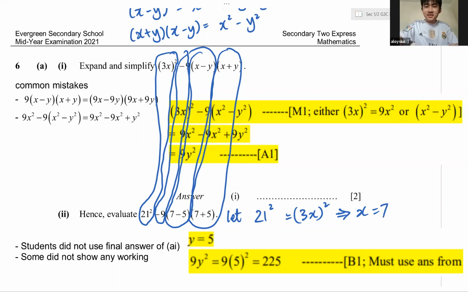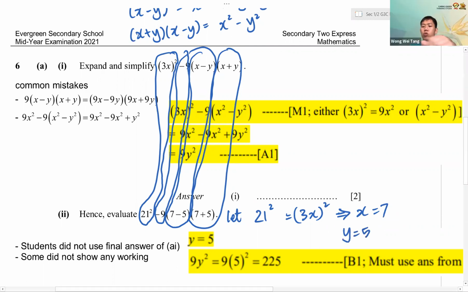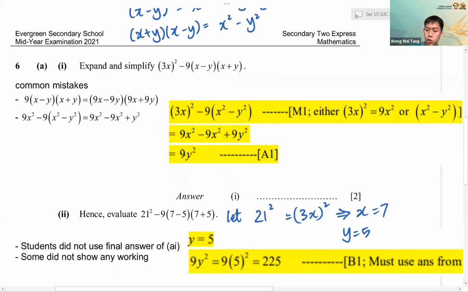Harry. Okay, Harry, please unmute yourself. Tell me what you notice about y. This is the easier one. Y equals to 5. Okay. So you notice the similarity is that hey, x equals to 7, y equals to 5. As long as you are able to show the relationship, then we know that the solution is simply 9y squared, which is 9 times 5 squared.